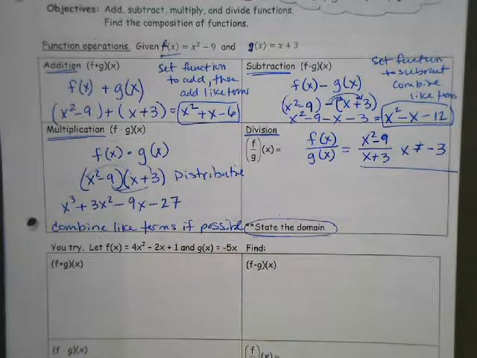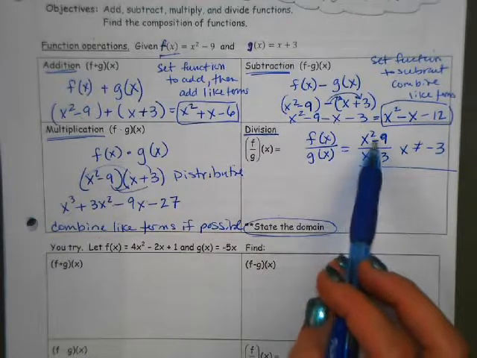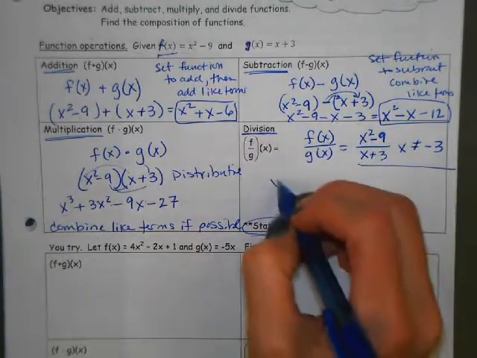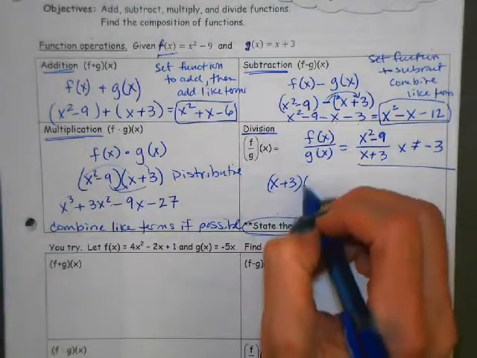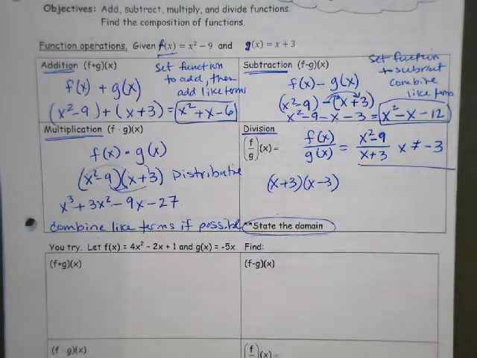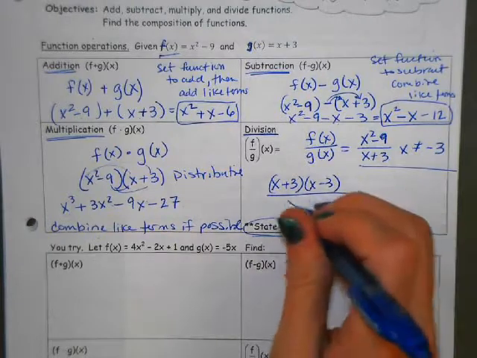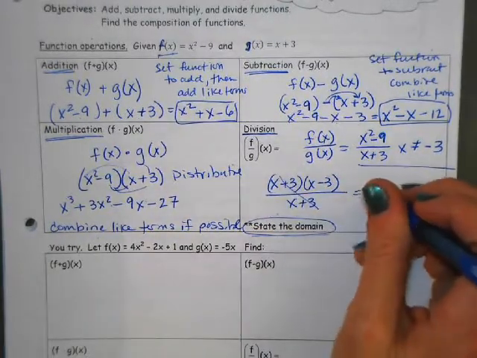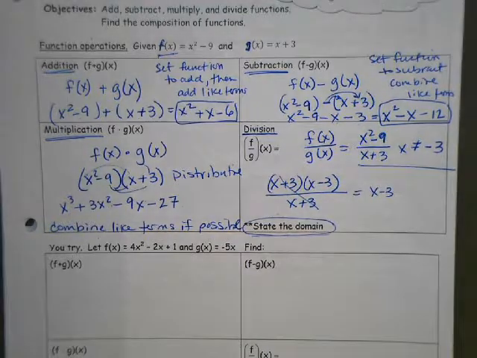Okay? Does that make sense? How would you solve that? Okay. Well, this one, the first thing you'd want to do is factor the top, because you can, right? So I would do x plus 3 and x minus 3. And I would divide by x plus 3. And these actually can cancel, so the solution becomes x minus 3.